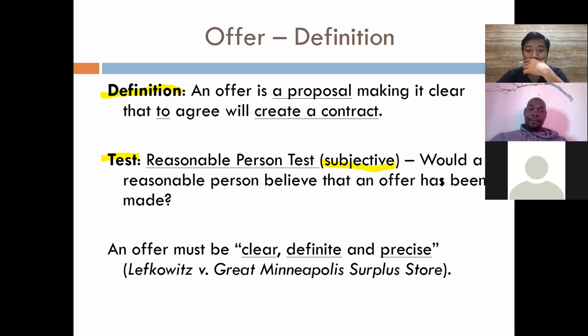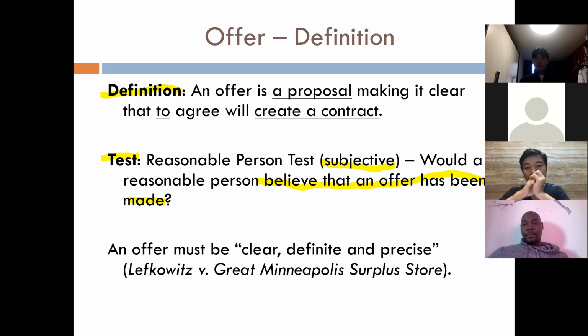Basically, would a normal person, an average person using rational logic, believe that the offer has been made? What does that mean? Okay, you explained reasonable person, but you just used these words: believe that an offer has been made. Can anybody explain what you think that means?